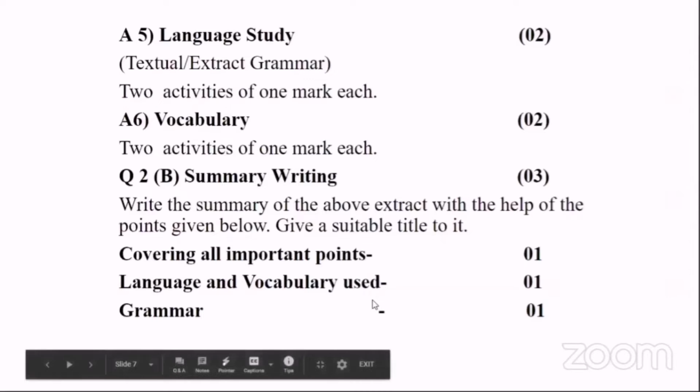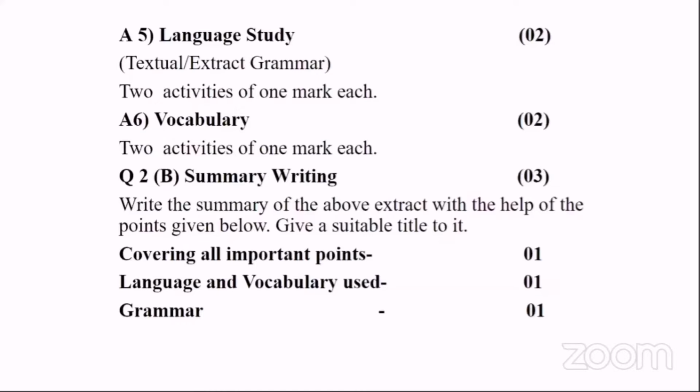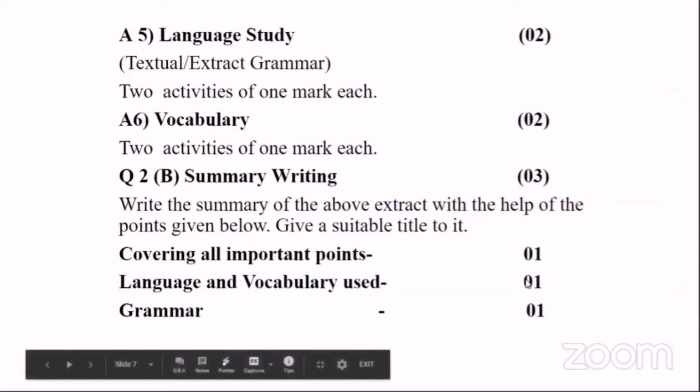Language and vocabulary use is also very important, because many times we have seen students copy pasting things, and to avoid it, when we assess the paper, it has to be a very authentic assessment. And for that we have made this change. Instead of asking for a title and giving 1 mark for it, we have included the title in covering all important points. Then language and vocabulary, his power of expression through English, that is very important. His grammar, that is very important. And so we have given here 2 marks for language, vocabulary, and grammar. So let's move on to the next.